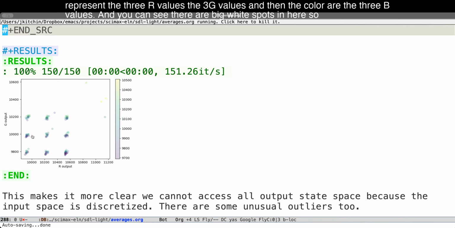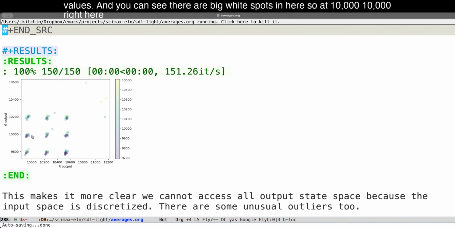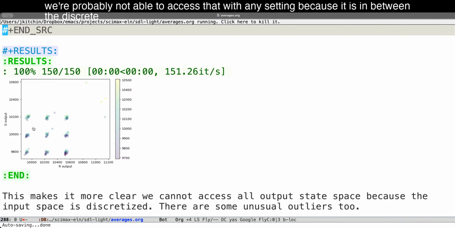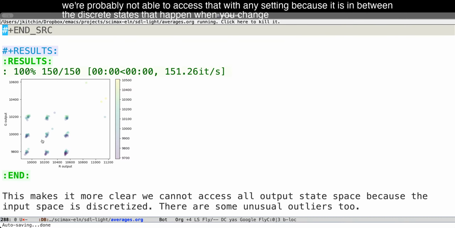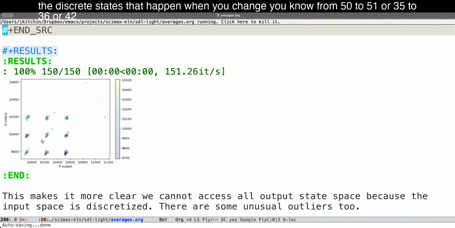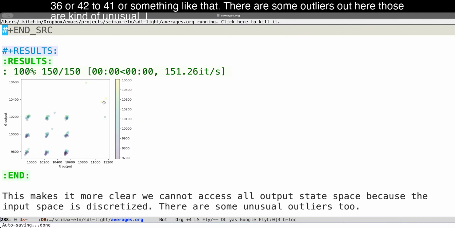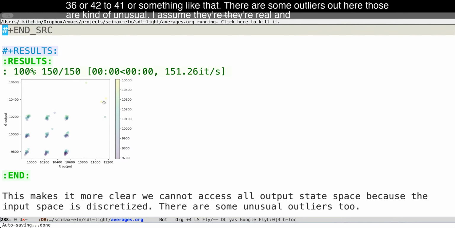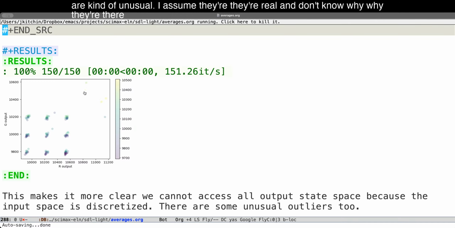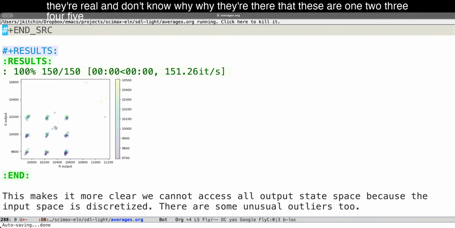So at 10,000, 10,000 right here, we're probably not able to access that with any setting because it is in between the discrete states that happen when you change from 50 to 51 or 35 to 36 or 42 to 41 or something like that. There are some outliers out here. Those are kind of unusual. I assume they're real and don't know why they're there. But these are 1, 2, 3, 4, 5, 6 out of 150 that have some kind of outlier.